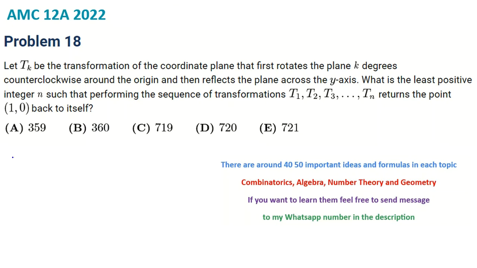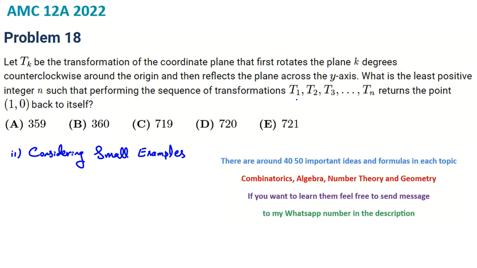For this problem, the idea is to consider a small example, which is useful in many problems, I can say in all years of AMC 10, AMC 12, AMC 8, AIME, USAMO, IMO. So here, if we apply T1, let's see what happens.